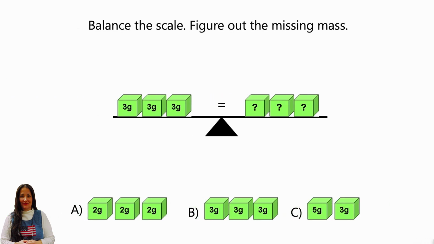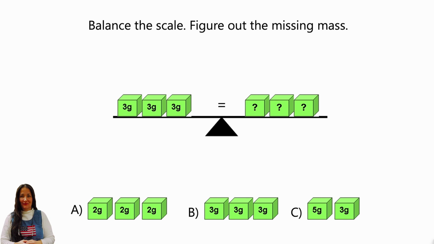Balance the scale. Figure out the missing mass. The reason why I'm showing you this is because an equation is just like this scale. There's an equal sign in the center, and both sides have to balance on each side of the equal sign. If we have 3 grams, 3 grams, and 3 grams equals what, and what?